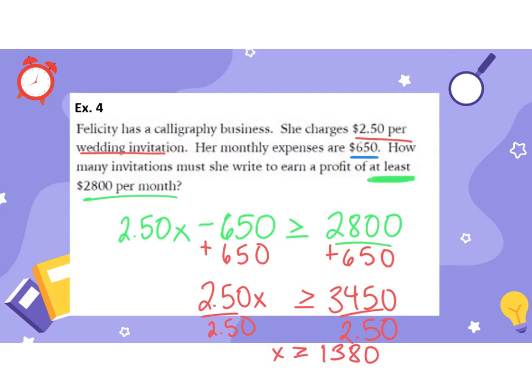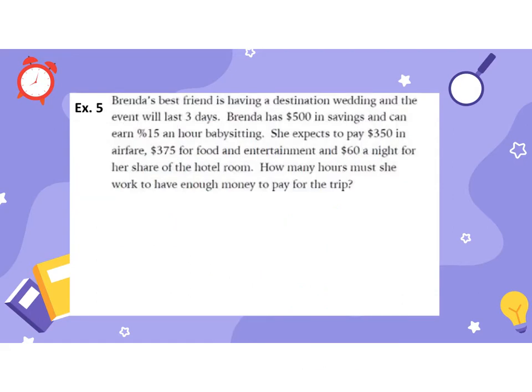All right. Example 5. Let's keep going. Brenda's best friend is having a destination wedding and the event will last 3 days. Brenda has $500 in savings and can earn $15 an hour. She expects to pay $350 in airfare, $375 for food and entertainment, and $60 a night to share the hotel room. How many hours must she work to have enough to pay for the trip?